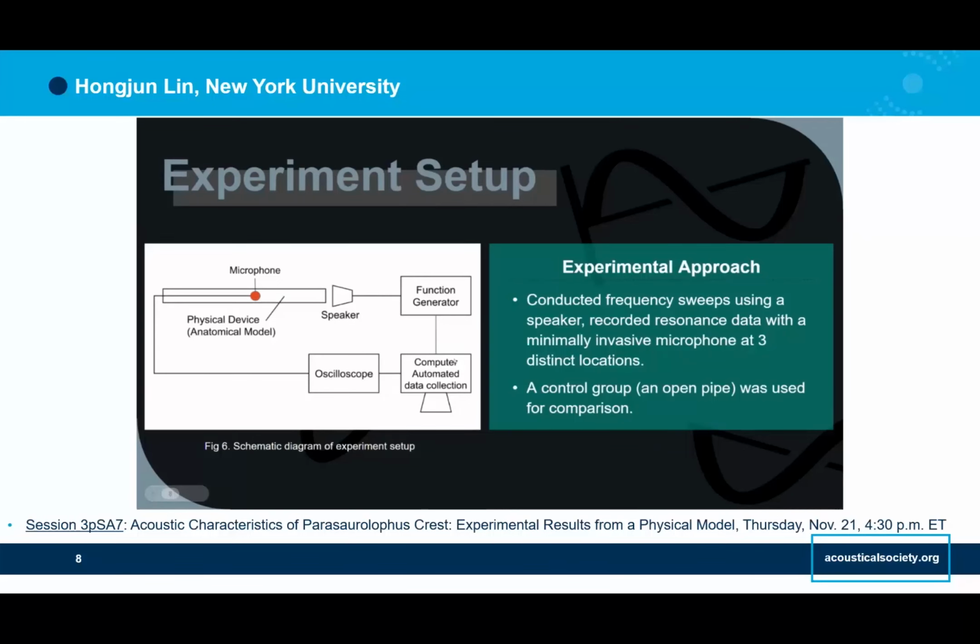After I set this up, I conducted frequency sweeps using a speaker and recorded resonance data with a minimally invasive microphone at 3 distinct locations. All operations such as calibration, frequency adjustment, and data collection were automated by a Python script. A control group, which is an open pipe of the same length as the straight pipe of my two-pipe system, was used for comparison. The schematic experiment diagram is presented here on the left, where you can see how the system is implemented. We will take a closer look at the setup in the next slides.